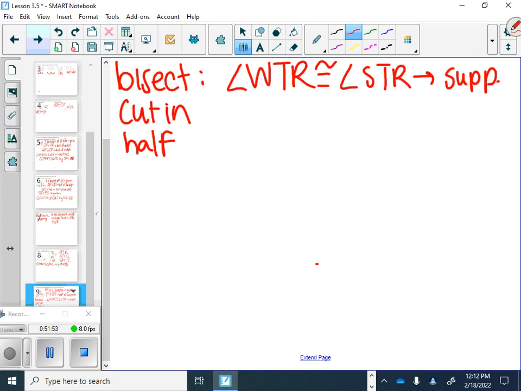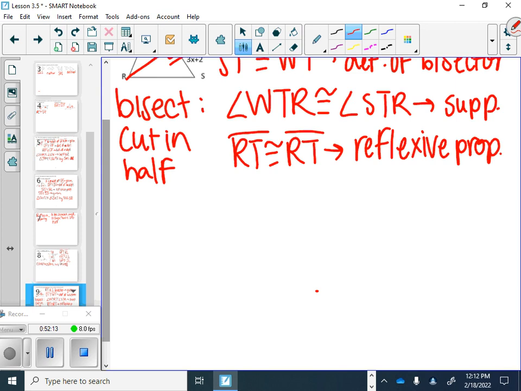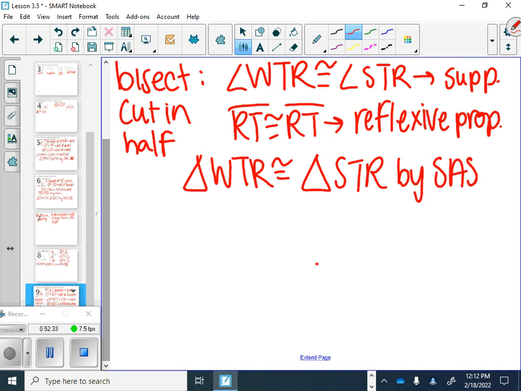Good. So I can say that RT is congruent to itself by what? What do you say when something's congruent to itself? Reflexive property. So okay, talked about a side, an angle, and a side. So I can say the triangle WTR is congruent to triangle STR by side, angle, side.